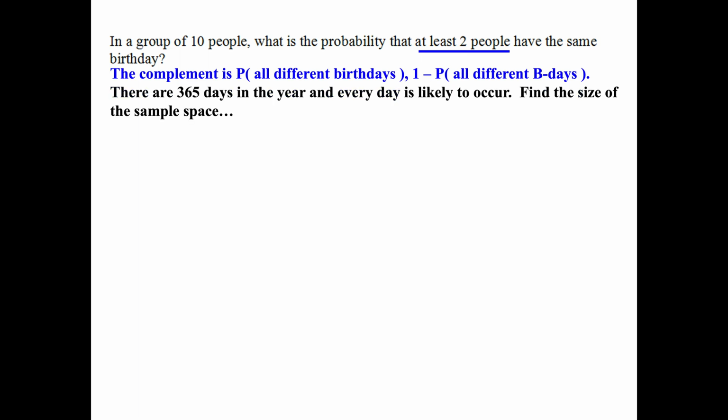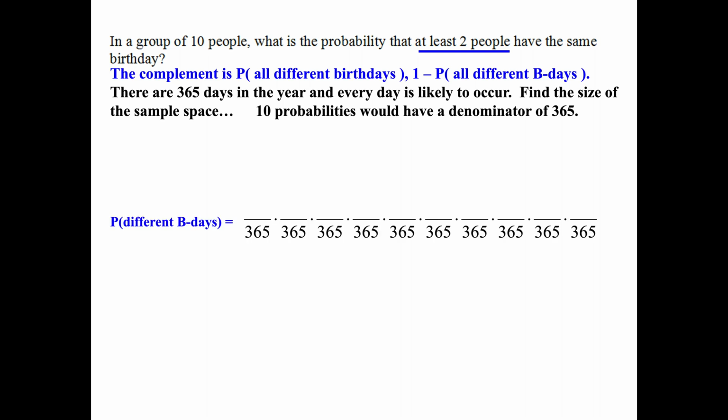So find the sample space, 365 days. Find the total number of outcomes. I keep getting those two confused. There are 365 days in a year, and every day is equally likely to occur. So to find the size of the sample space, got to find all different birthdays. There's 10 probabilities that are going to have a denominator of 365. Oh, wait a minute. Let's simplify that. How about 365 to the 10th power?